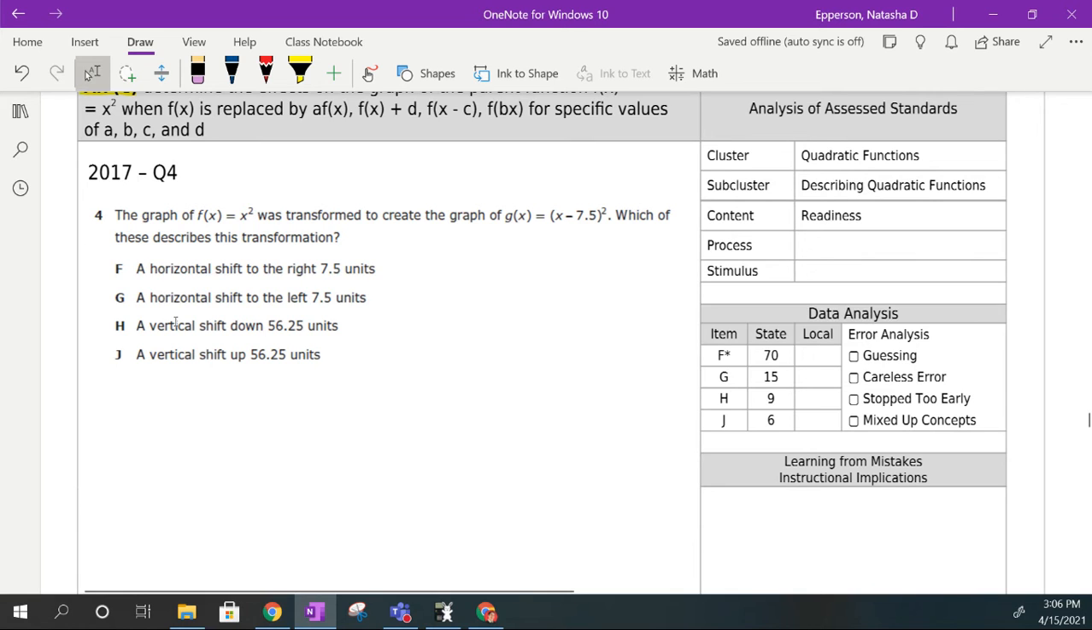The x squared parent function is transformed to create the graph given to us. We've got a minus inside the parentheses, so that is left to right. That is a horizontal shift. And remember, it's opposite. That's negative, which means it's going to go to the right instead of left. So F says horizontal to the right. G is horizontal left, out. H is vertical, J is vertical. Those are both out. Our answer is F.